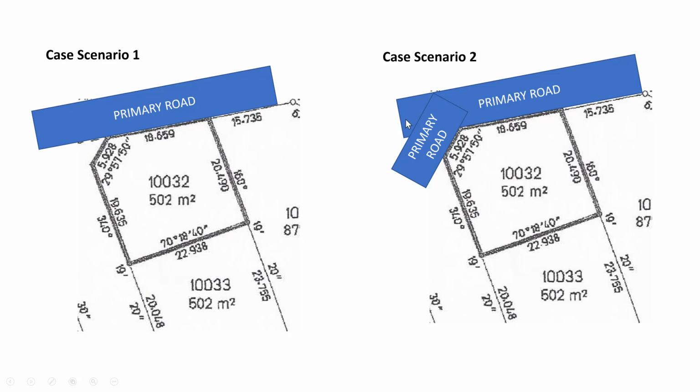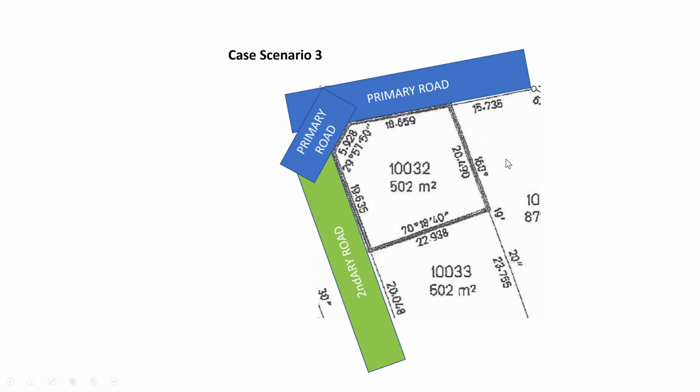The second case scenario, I'm just taking the same land. There are two roads, roads that touch two sides of the land, here and here. And for the third case scenario, this happens in the end lot, or you may say a corner lot, where I have roads touching three sides of the land. So this one, the first one, the second one, and the third one.